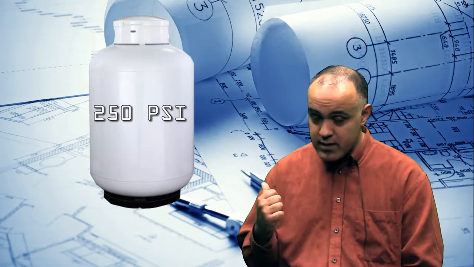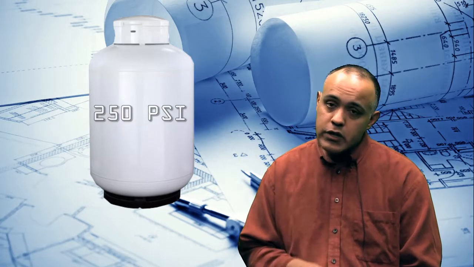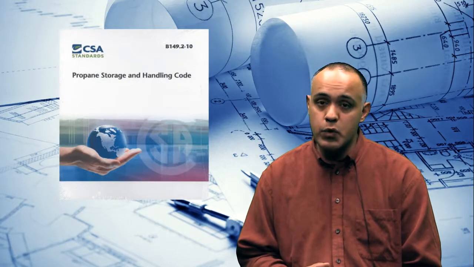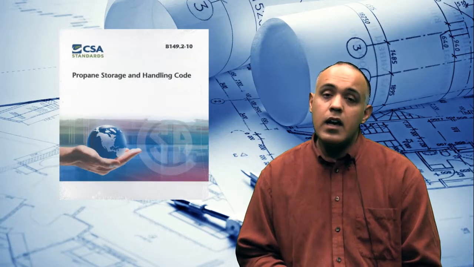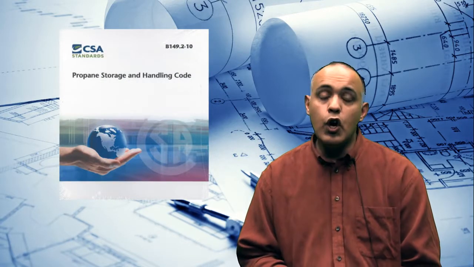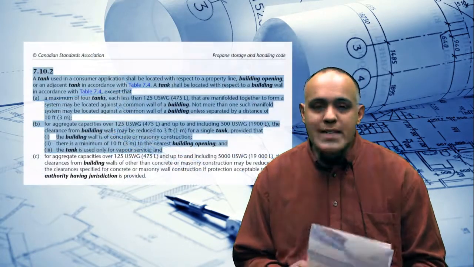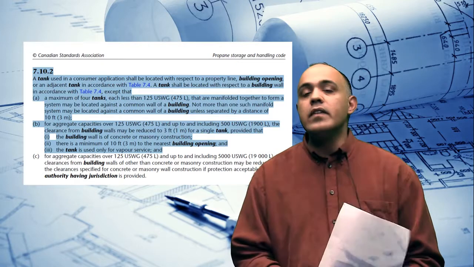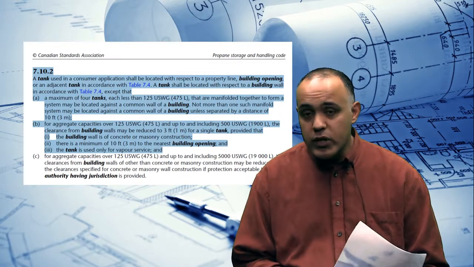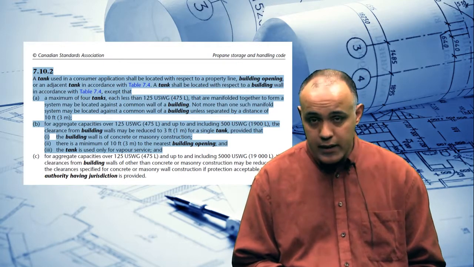Now that we know that this is a tank and not a cylinder, we look to our code book to determine the clearance requirements for this tank. There's been some confusion over section 7.10.2 in the CSA B149.2 code, that's the propane storage and handling code book.